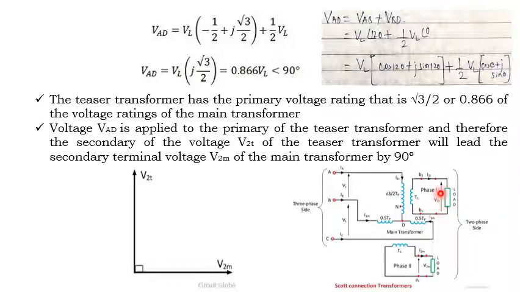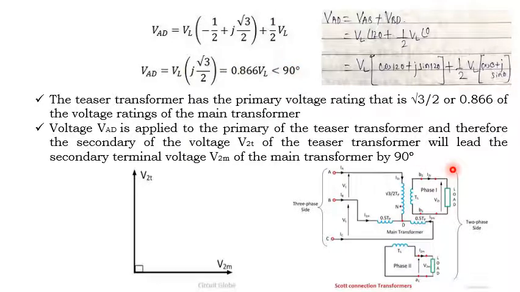With respect to the applied primary voltage, we get the secondary voltage of the teaser transformer, that is V2T. So this V2T will lead the secondary terminal voltage of the main transformer, that is V2M. So this is V2T and this is V2M, represented here at an angle of 90 degrees.